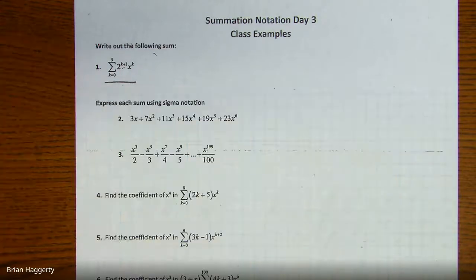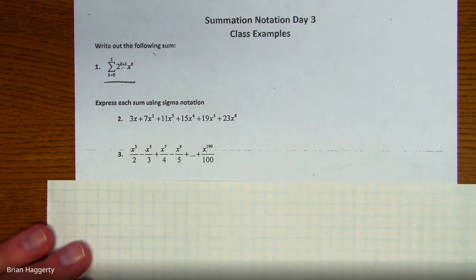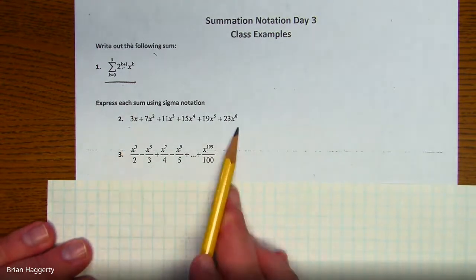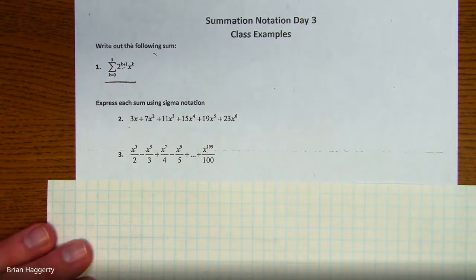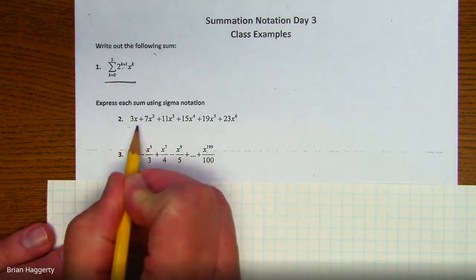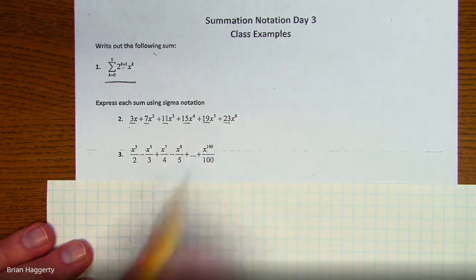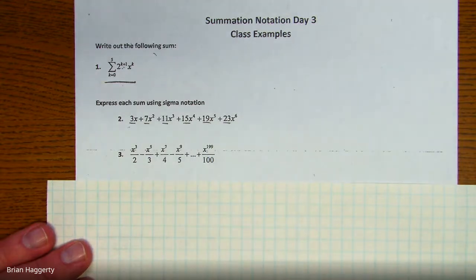All right. Next, 2, we're going in reverse. We are starting with something that's an expanded form, and we want to write it into sigma notation or summation notation. For this one here, I'm going to first concentrate on the coefficients. We have 3, 7, 11, 15, 19, 23. They go up by 4 each time.